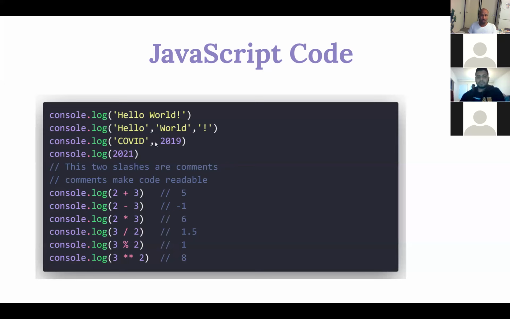COVID 2090. Yes, I just put this COVID. Yes, you know what it means, COVID-19, and it prints the COVID and the number. Console.log, it's also possible to print numbers.